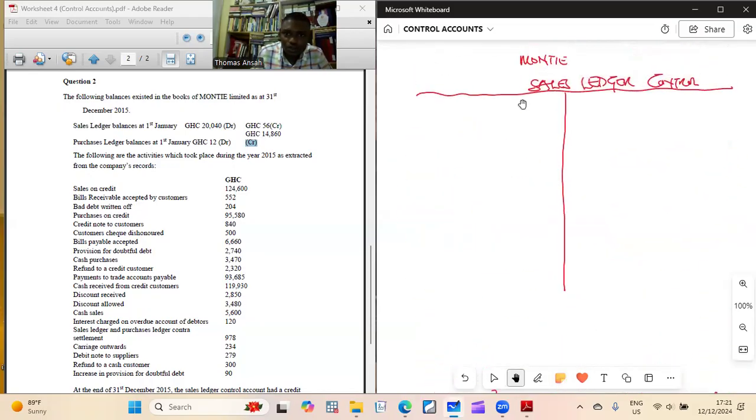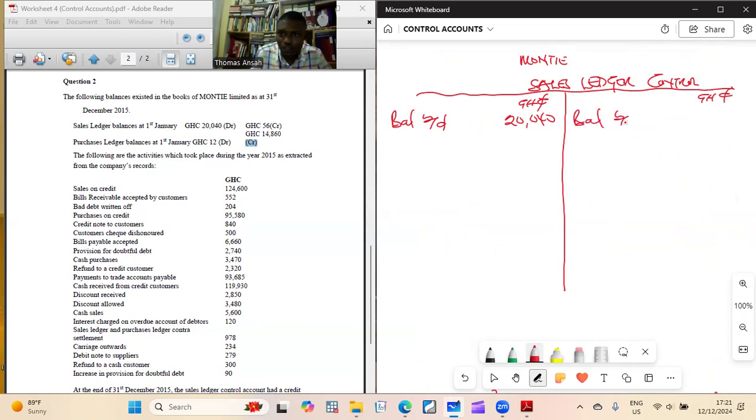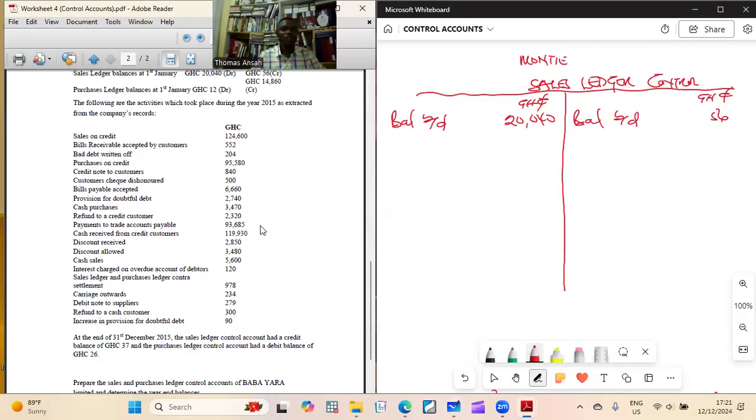So the sales ledger too. So we have balance brought down. You can repeat what you see. Okay. Balance brought down is 20,040. Another balance brought down, credit, as they say, is 56. So you have done with the top. The rest, for you to fix them quickly, we have sales on credit. Credit sales, we know where we put it. Supposed to increase our debtors figure. So that is 124,600. Easy peasy.